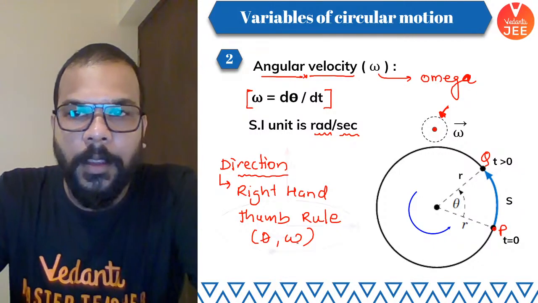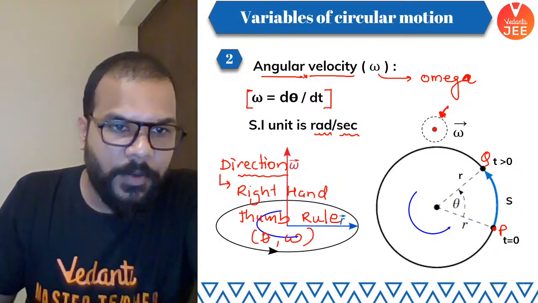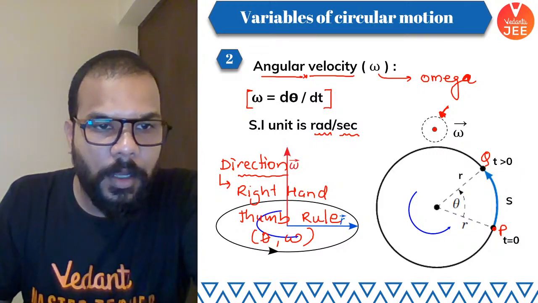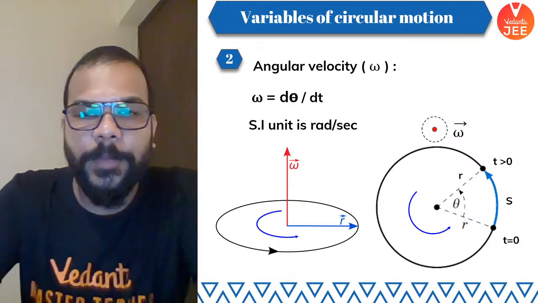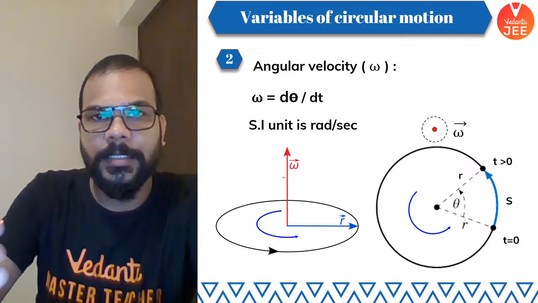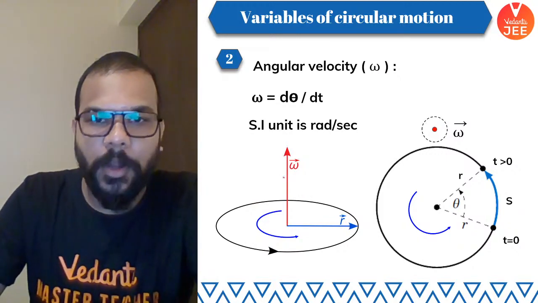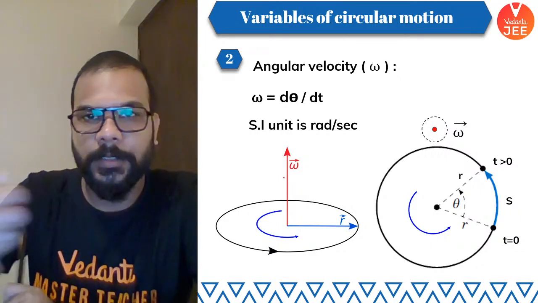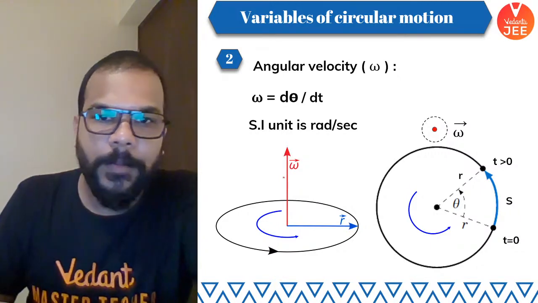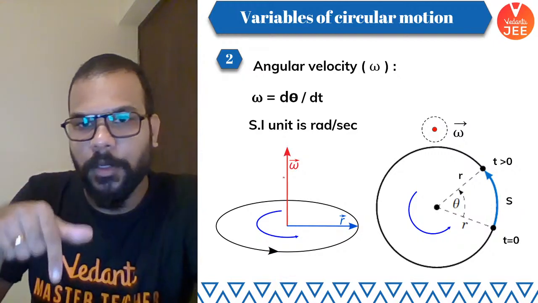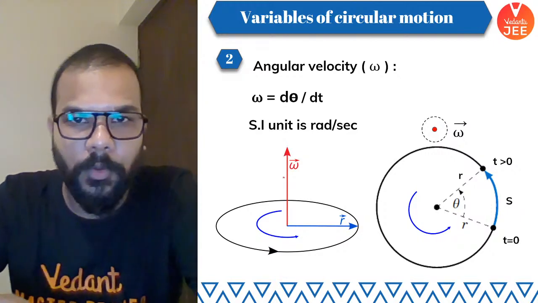Now apart from this, when we speak about the direction in general, this is the sense in which, if you rotate your right hand fingers, the thumb is pointing upward. If the sense of rotation is clockwise, then the thumb will point downward.